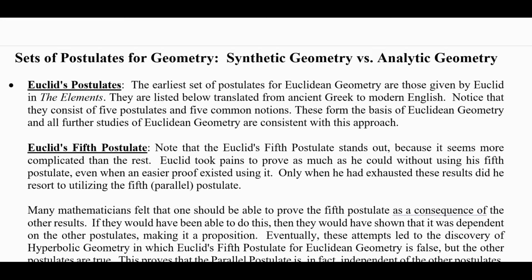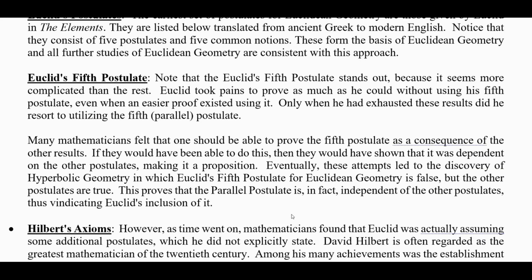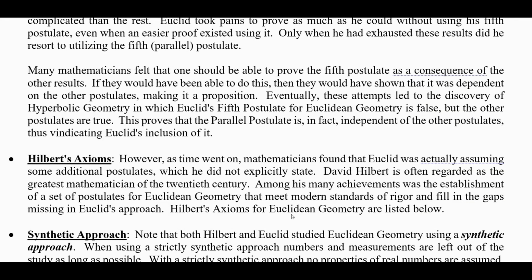Now, many mathematicians back in the day felt that one should be able to prove the 5th postulate as a consequence of the other results. If they would have been able to do this, then they would have shown that it was dependent on the other postulates, making it actually a proposition. Eventually, these attempts led to the discovery of hyperbolic geometry, in which Euclid's 5th postulate for Euclidean geometry is false, but the other postulates are true. This proves that the parallel postulate is in fact independent of the other postulates, thus vindicating Euclid's inclusion of it. Yeah, he was right all along. He needed it.